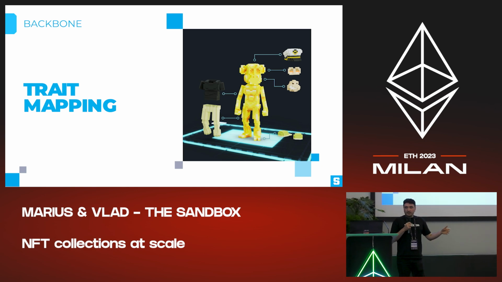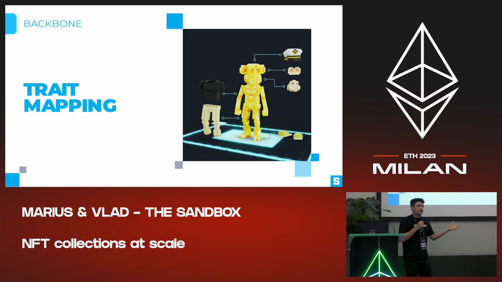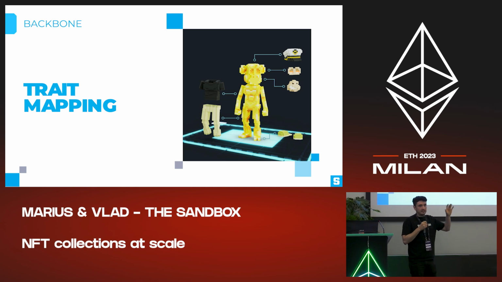The second component is the 2D representation of that 3D model. Basically the JPEGs that you're going to see on OpenSea, Twitter, and so on. And the last one is the JSON, the metadata, the text representation of those avatars.